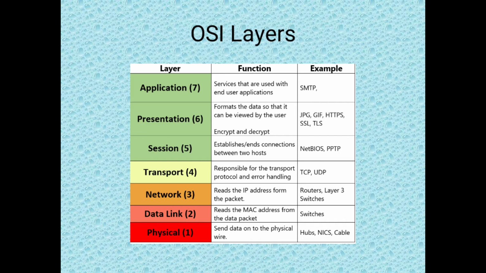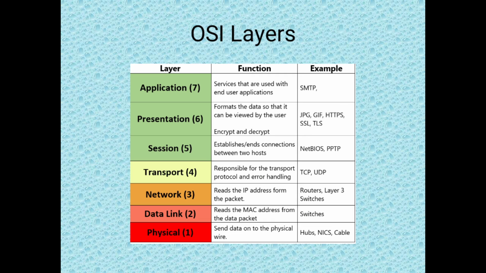Next, OSI layers. We have 7 layers, from bottom to top: physical layer, data link layer, network layer, transport layer, session, presentation, and application layer. Here are the functions and examples.